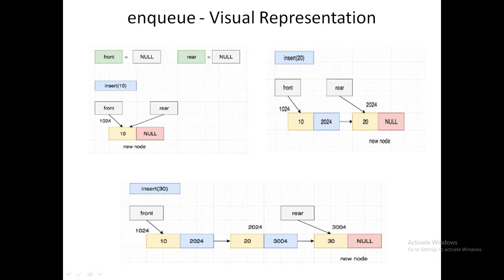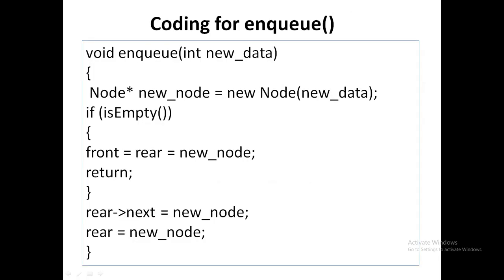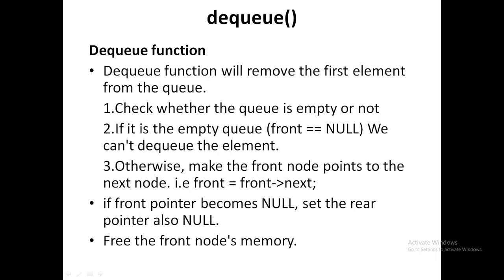Rear's next means that rear is also a kind of linked list node, so its next element is pointing to the element which is inserted, and that rear now becomes the new node, because while we are inserting another element, we need to access the rear as the element which was inserted most recently. That's why we are making this assignment.